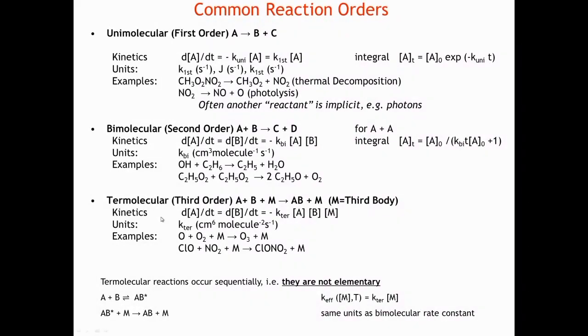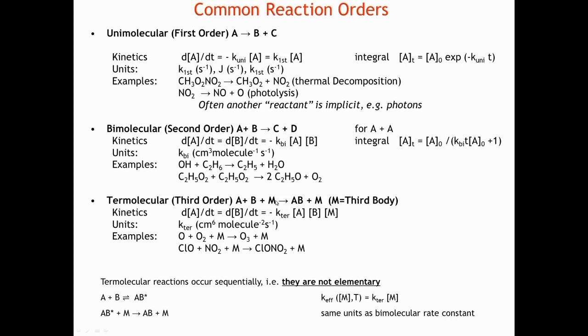We'll move on to the termolecular, the third order, three-body reactions. So first of all, what's the M? The M is the third body. It's an inert third body that doesn't take part in the reaction, but it's necessary for the reaction. And because it's necessary for the reaction, then the overall reaction rate includes the concentration of M. So normally M is something like nitrogen or any other molecule that doesn't react in the atmosphere.